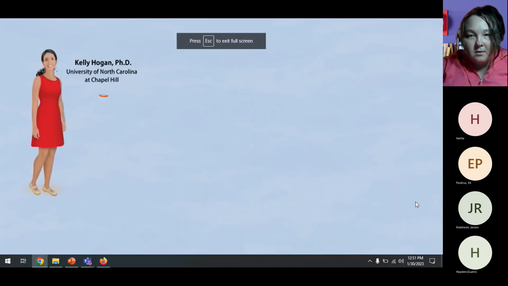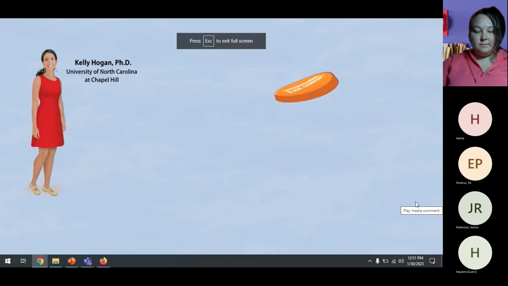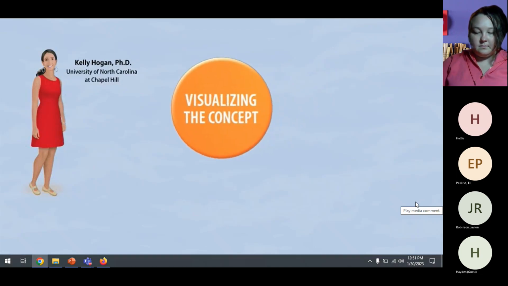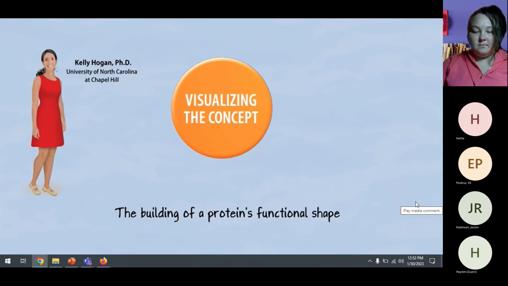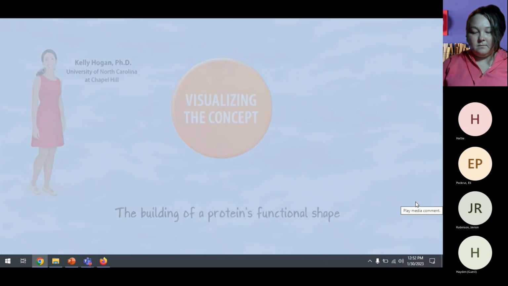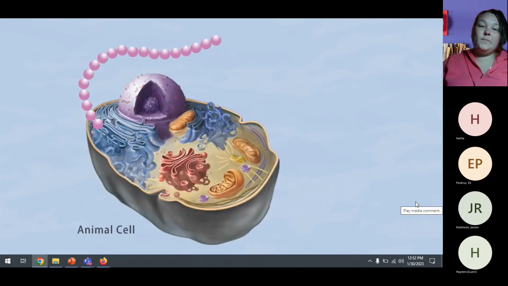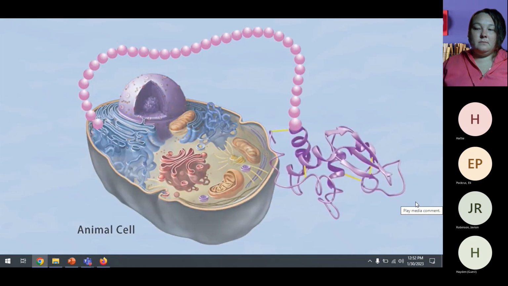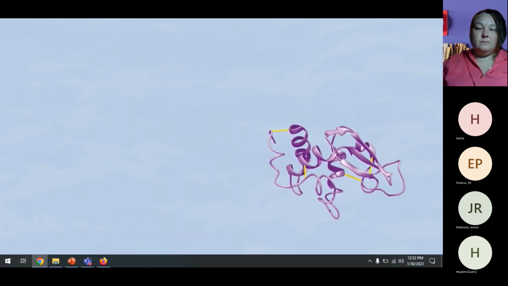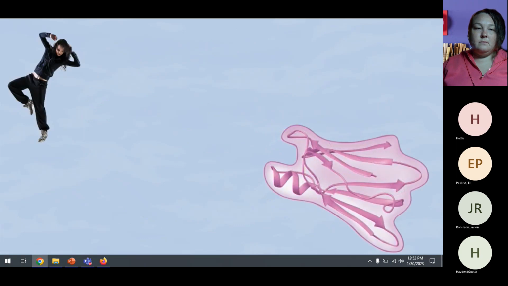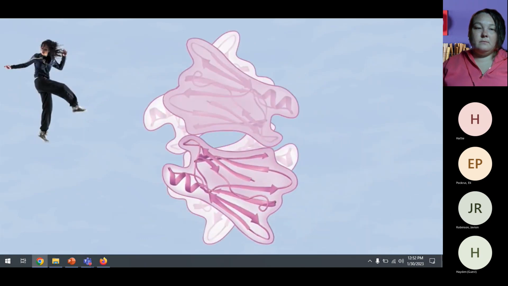Hi, this is Kelly Hogan from the University of North Carolina. In this Visualizing the Concept video, we'll walk through how several layers of structure produce the functional shape of a protein. Let's get started. Life depends on proteins. These large molecules make up almost all the structures of a cell and mediate most all of its functions. Proteins are responsible for just about everything you do.